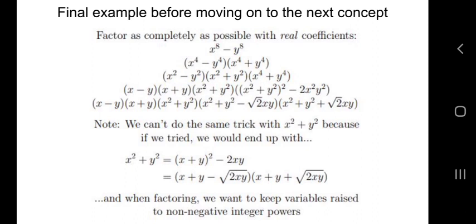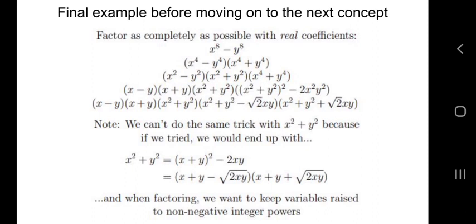And x squared plus y squared is irreducible over the reals. It's irreducible over the integers. We're not able to factor that at all over anything, except for some kind of pseudo factorization where we're introducing some really messy and undesirable expressions like the square root of 2xy, things like that. So, okay, just keep that in mind.